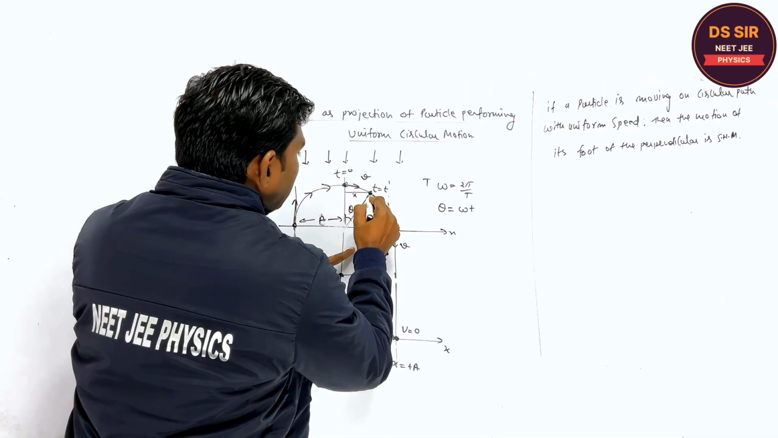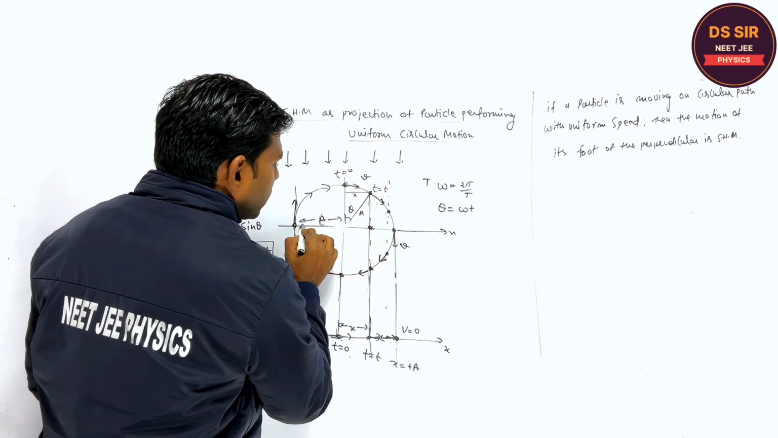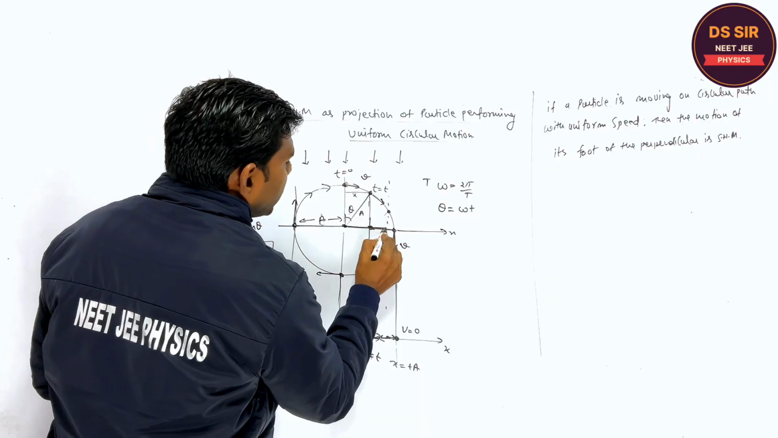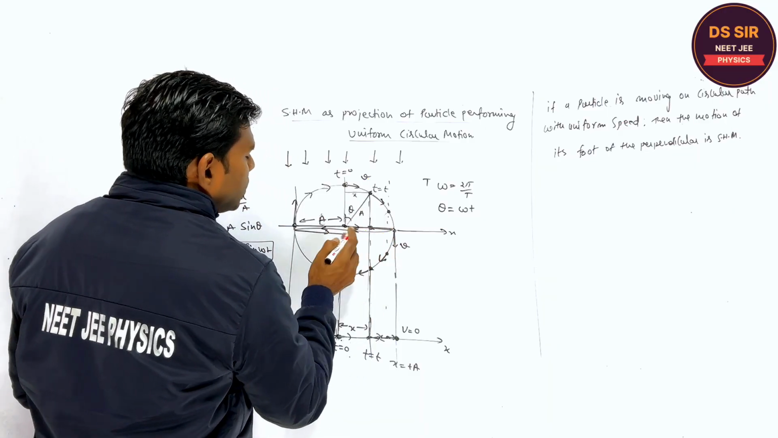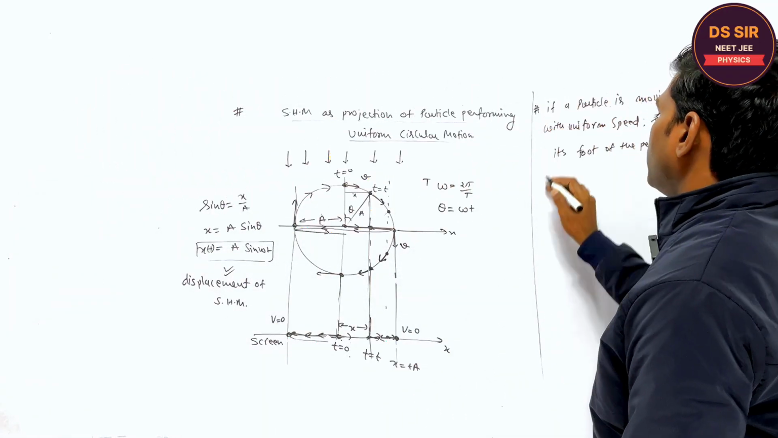This is the particle, so this is the foot of the perpendicular. If you draw the perpendicular on this line, this particle is performing SHM. It starts from here, then goes like this, like this. So it is performing SHM. Are you getting or not? So this is the one thing.